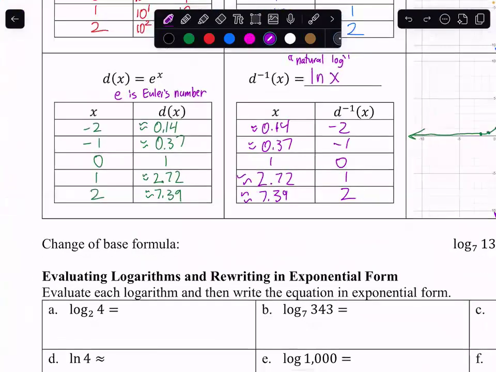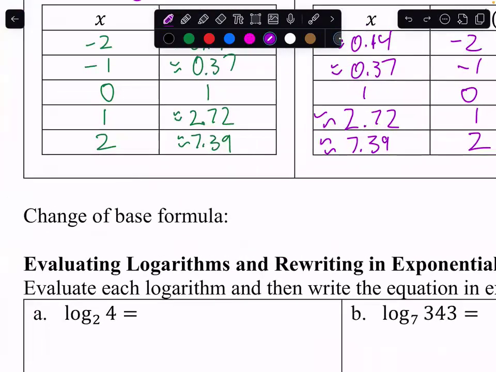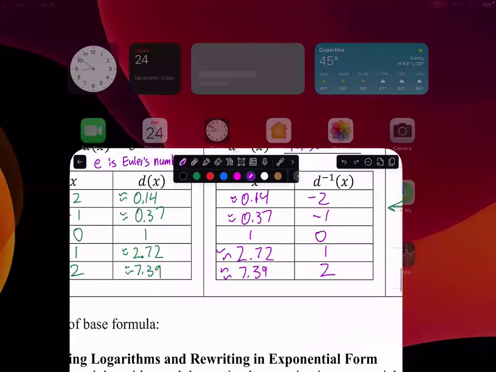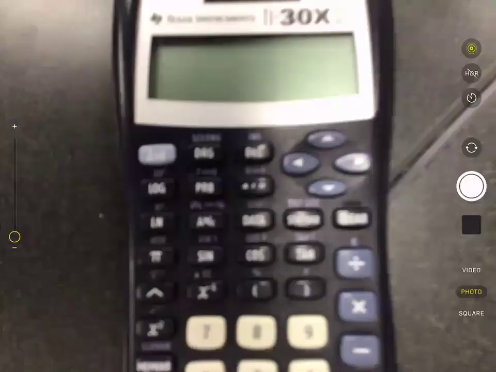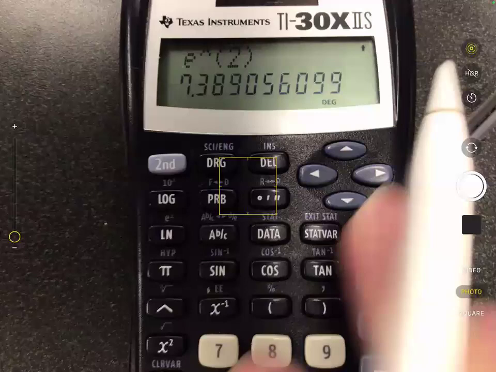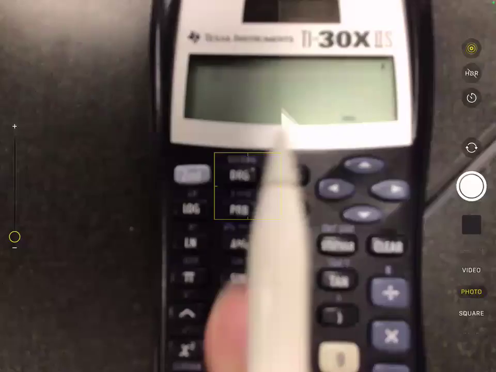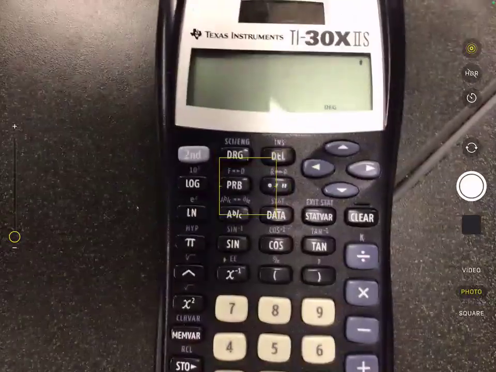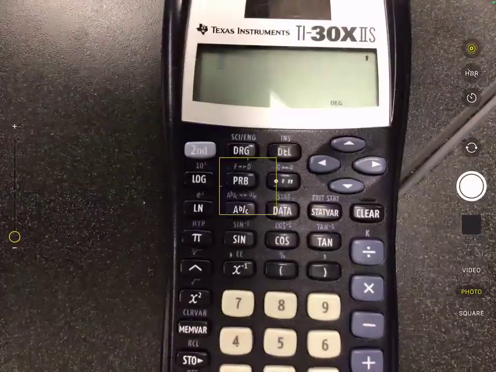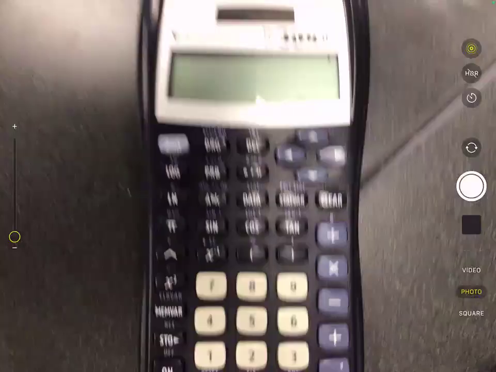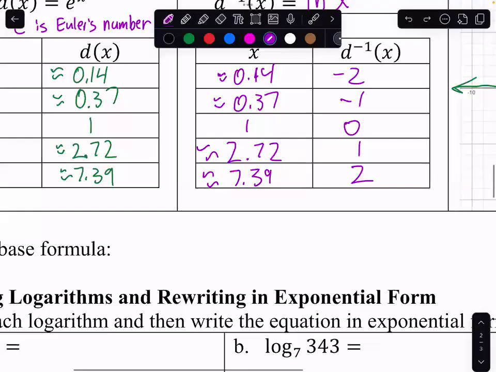Okay, so sometimes it'll be useful to change the base of the logarithm, because if you look back at your calculator, you've got a log button, right? So that's log 10. You've got an ln button for log base e, but there's no log base 7 button. There's no log base 2 button. So we need a way to change other bases into either base 10 or base e. Okay, so the formula that will do that.